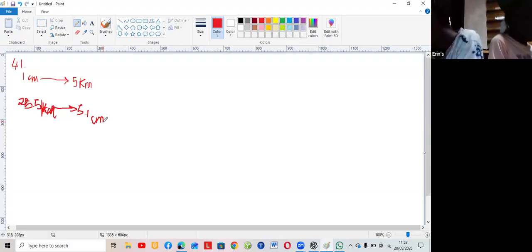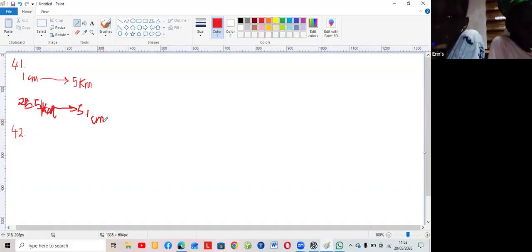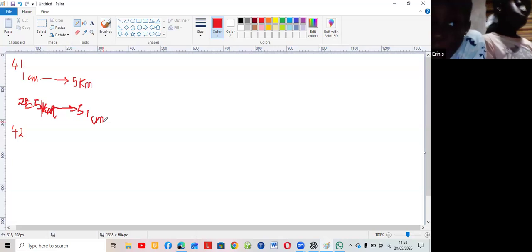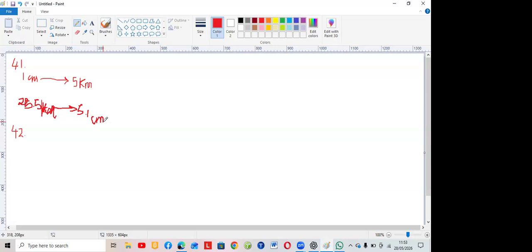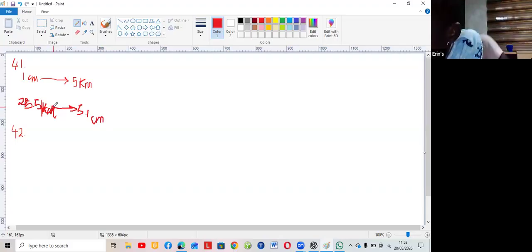1 cm, 5 km. Okay, number 42. The paper is not done. Are you done? Yes, sir. You have been writing, really? You that have been annotating. I'm done. I'm going to write the division one. You are just writing this one. Let me see. Stop.